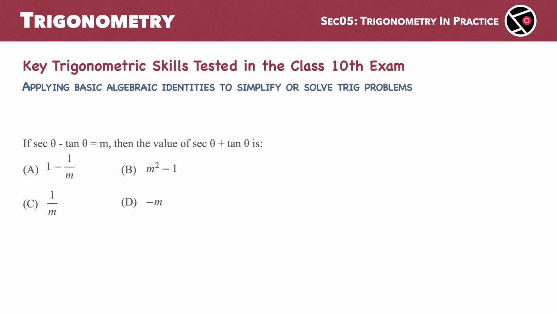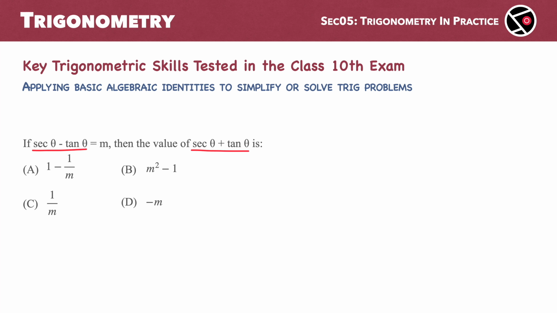If sec theta minus tan theta equals m, then the value of sec theta plus tan theta is, we have 4 options here. Please pause the video and give this problem a try. Well, let's have another look at the question. We are given sec theta minus tan theta, and we are asked to find sec theta plus tan theta.